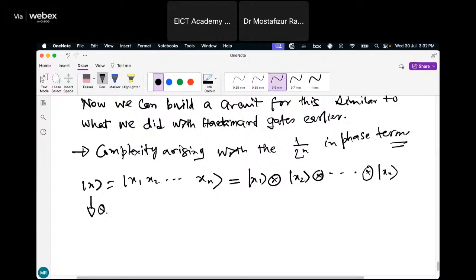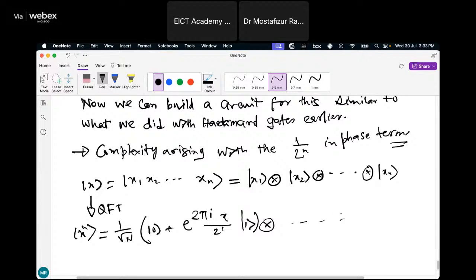And if we apply the QFT, quantum Fourier transform, and suppose we get the x tilde basis states from the equations, we came to know that this is 1 upon square root n. The first qubit becomes |0> plus e to the power 2 pi i x by 2 to the power 1 |1>, tensor product, and so on. So now you can match, this becomes this, and this is tensor product |0> plus e to the power 2 pi i x by 2 to the power n |1>, right?